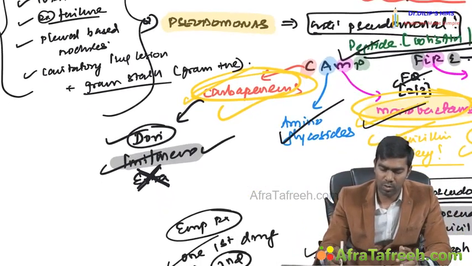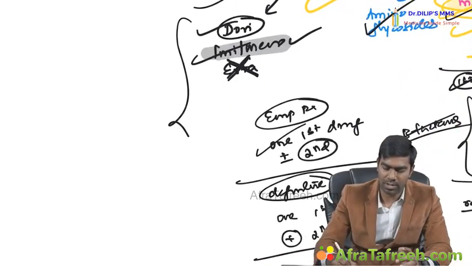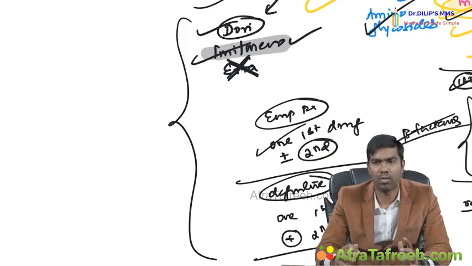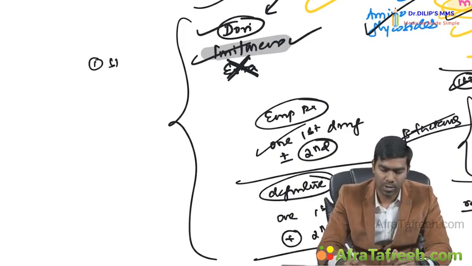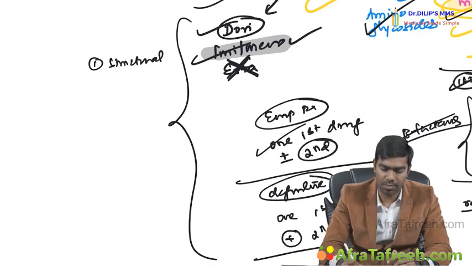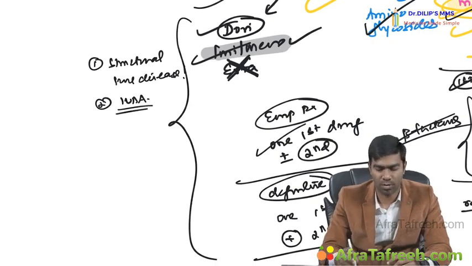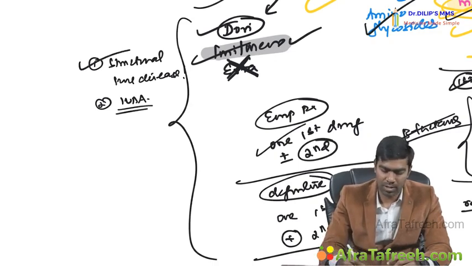When are you going to get a pseudomonal suspicion? Suppose we have discussed in detail about pseudomonas and how to give pseudomonal cover. So when do you think it's a pseudomonal suspicion? Number one, a patient who is having a structural lung disease. This is the most important thing, structural lung disease. And second, in IV drug abuse also, you can think about pseudomonas. But remember, structural lung disease is the most important point.